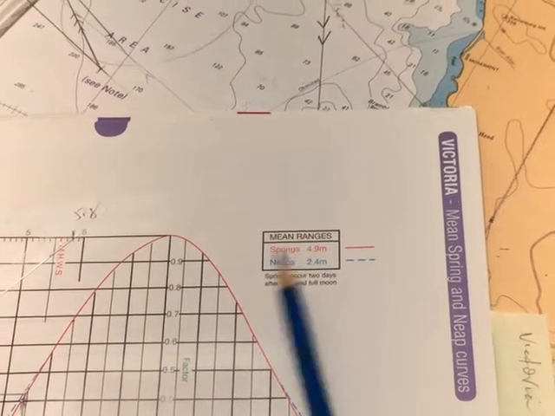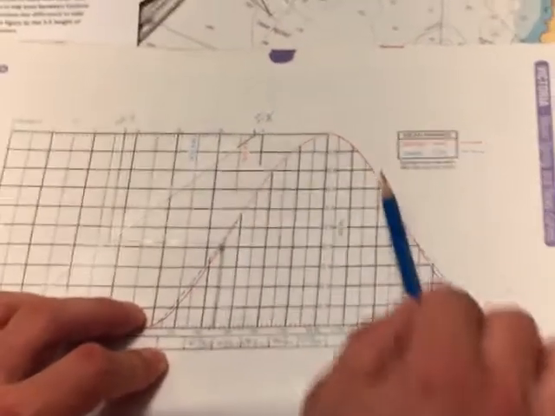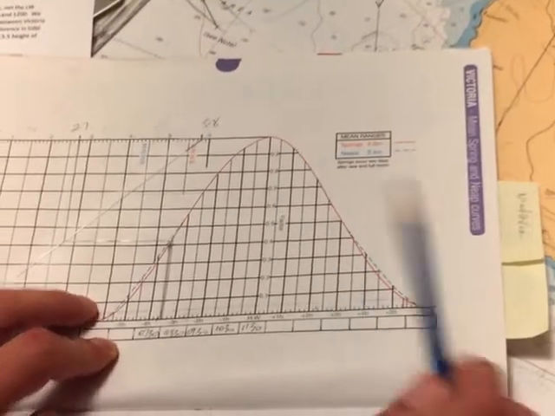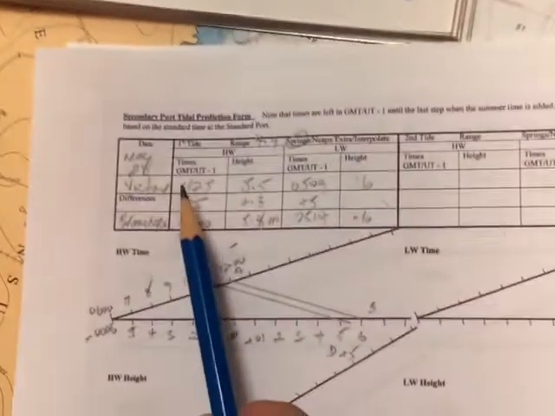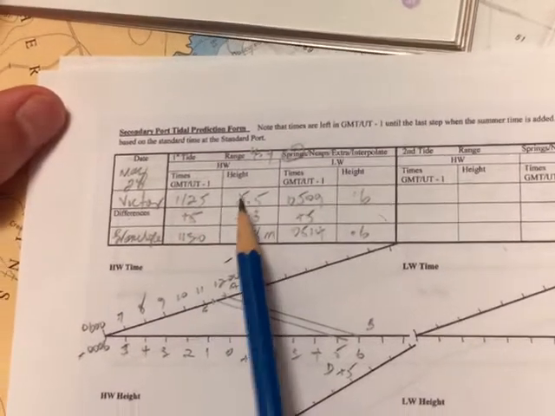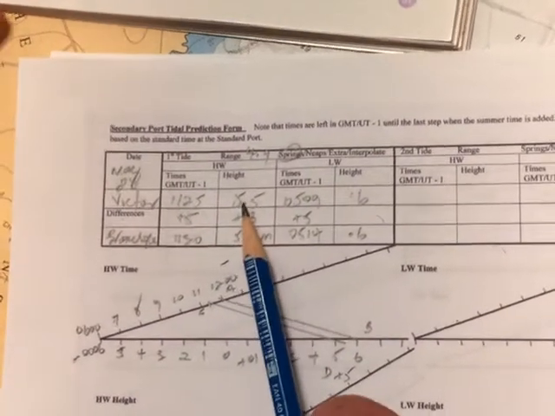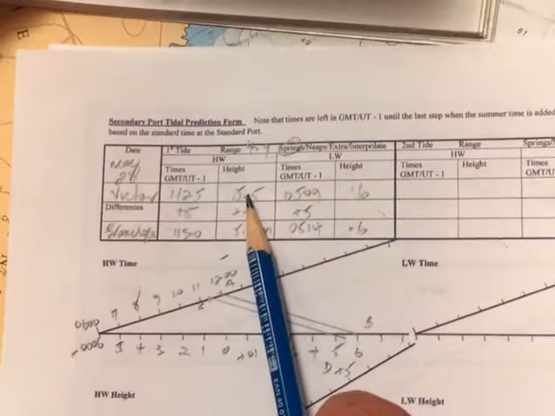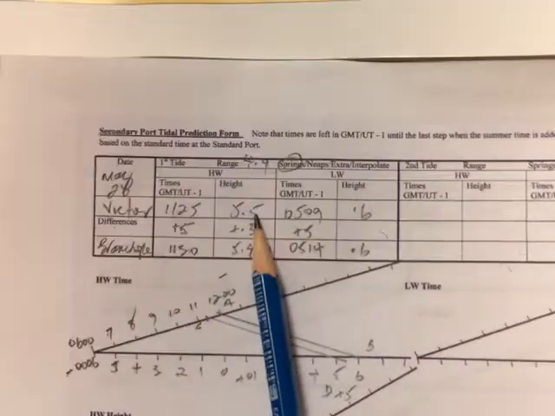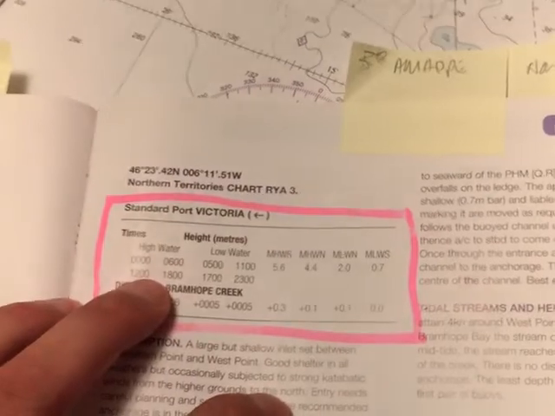Okay, so we know when we come back here to do our calculation that the red line is the one that we're going to be concerned with. All right, so we have our time of high water, our height of high water. So we go back to Bramhope Creek, okay, and we look at the information we're given.